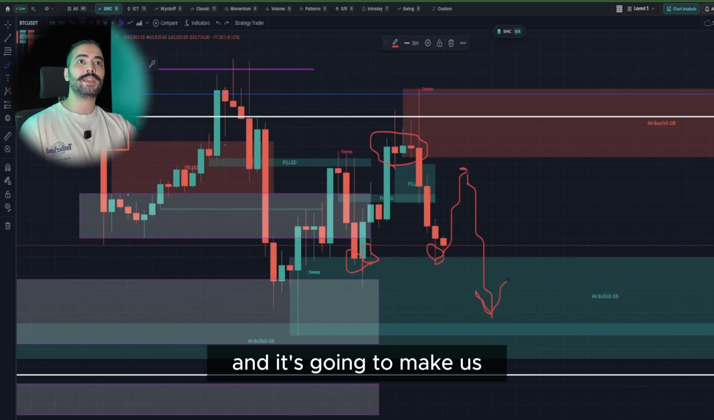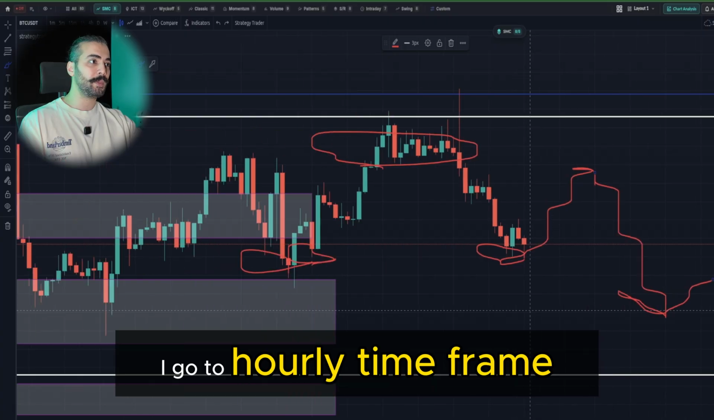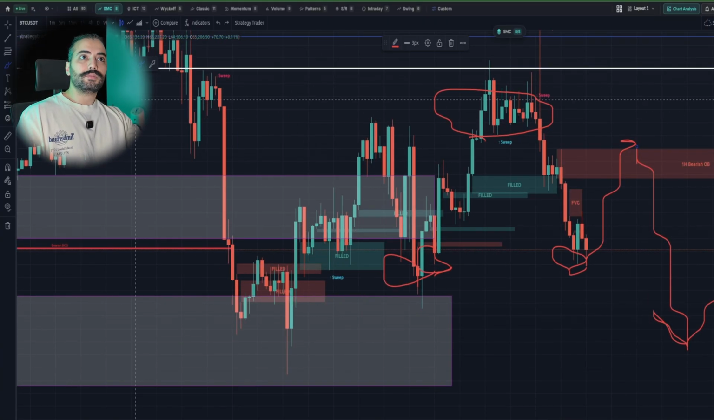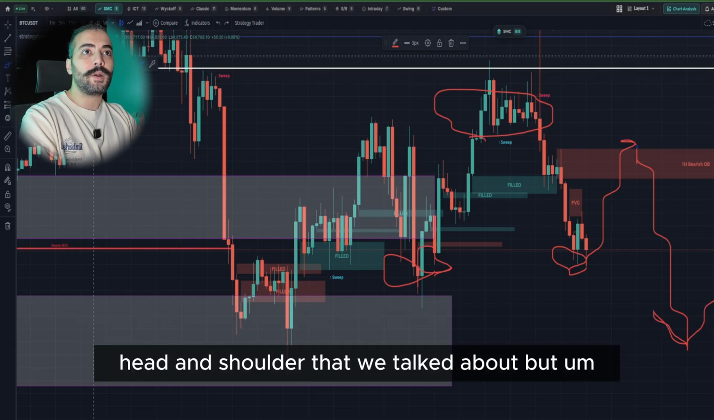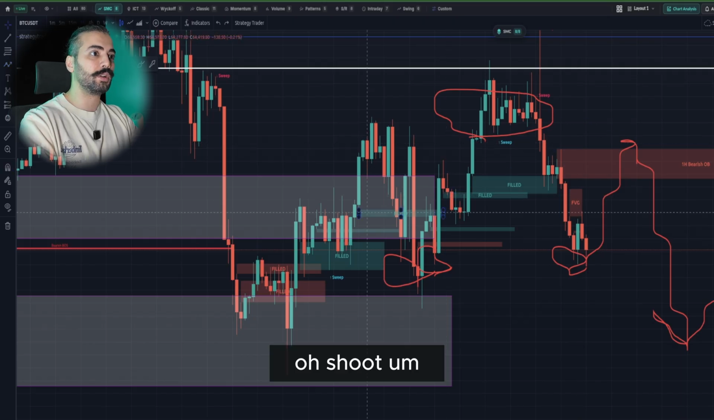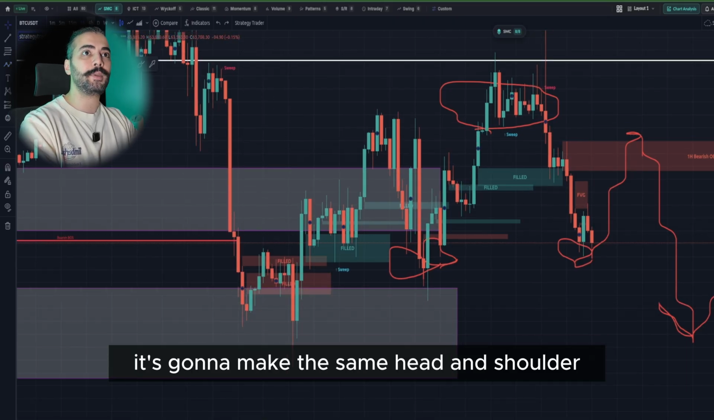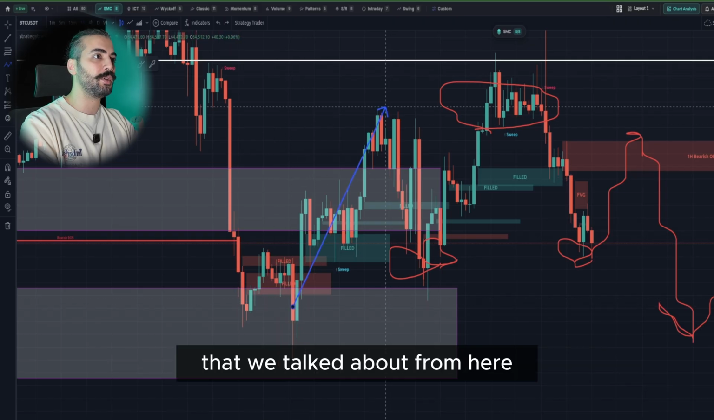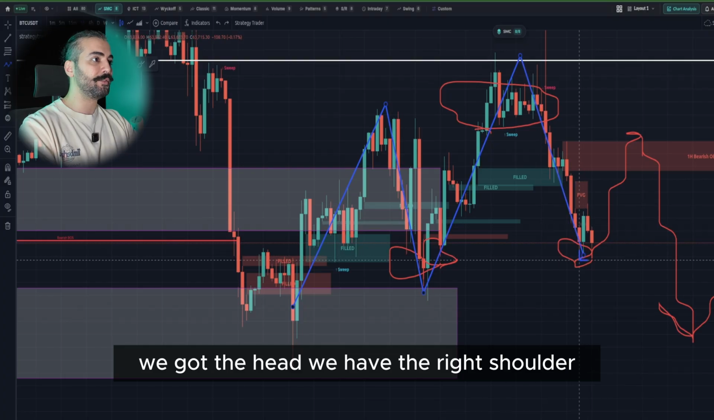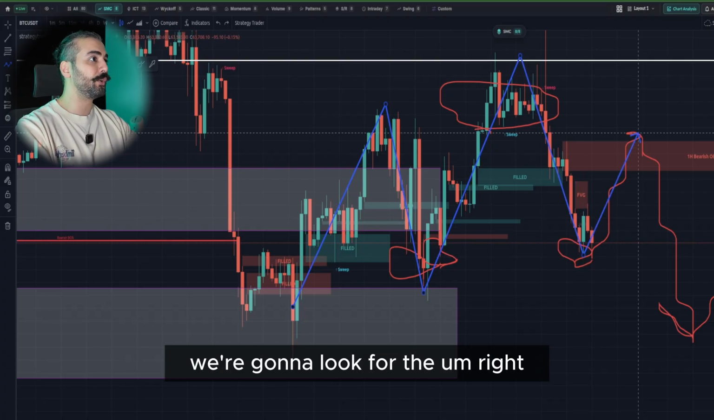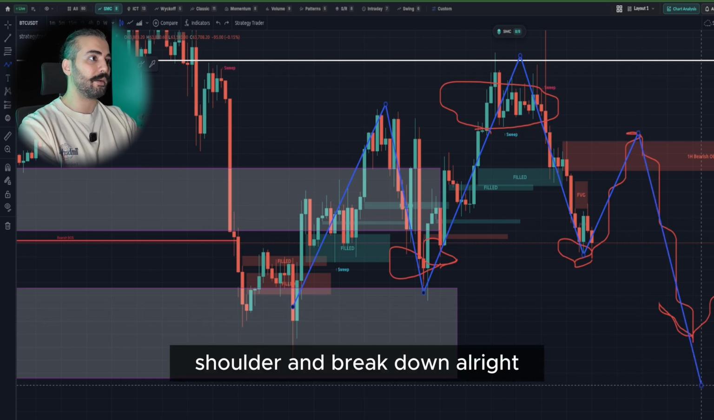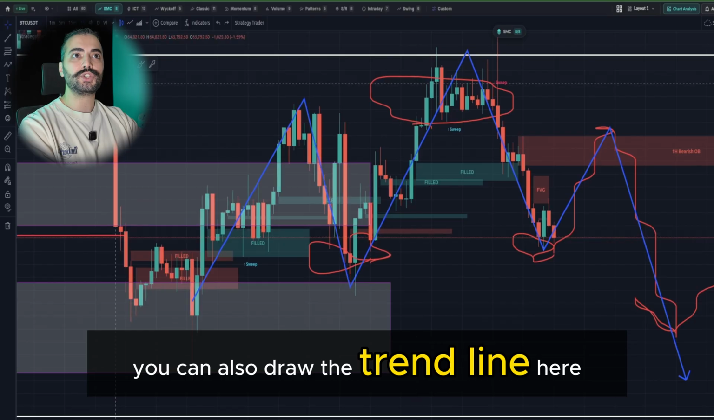And if I go to the hourly time frame, it's going to make us the same head and shoulder that we talked about. So we can see that it's going to make the same head and shoulder from here. We've got the left shoulder, the head, and the right shoulder. We're going to look for the right shoulder and break down. You can also draw the trend line here.